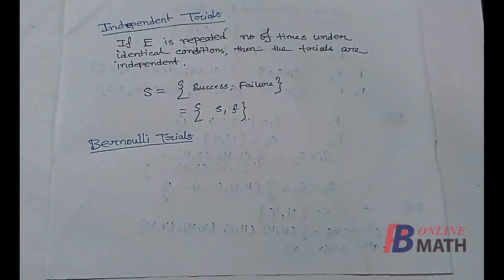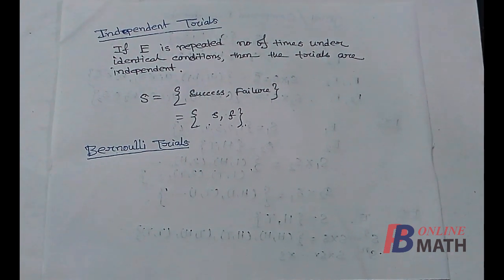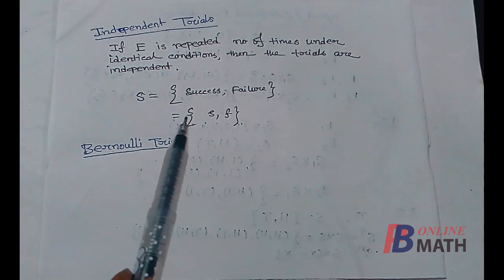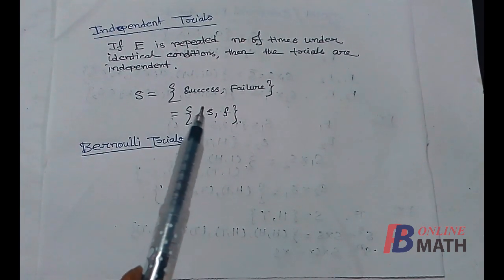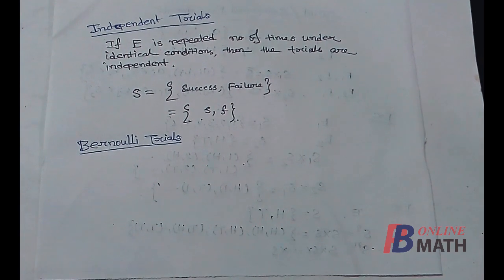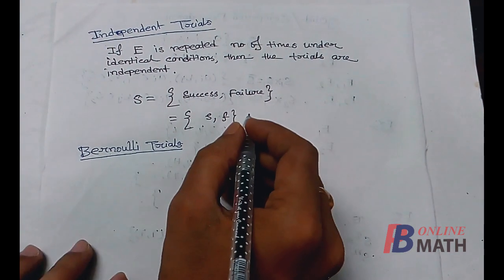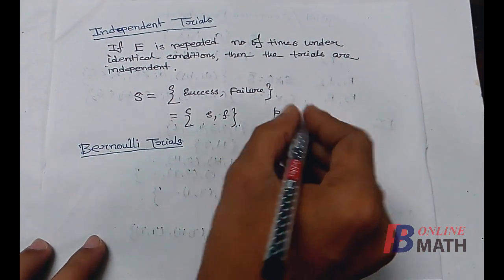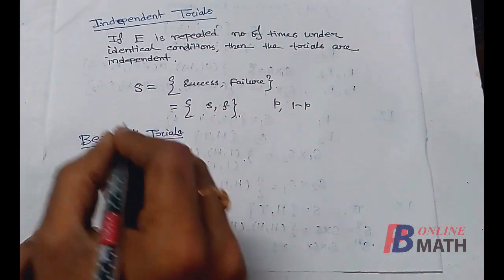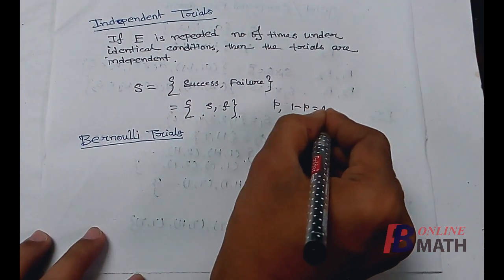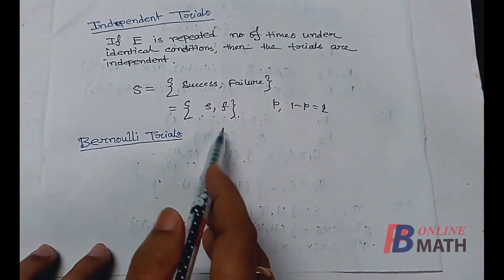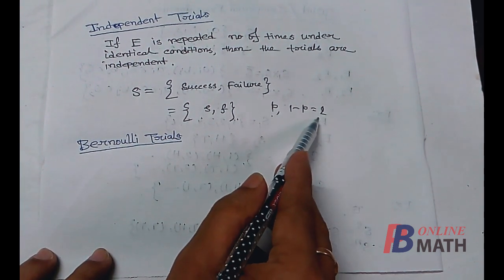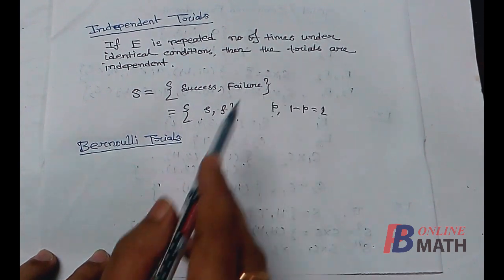Next definition is Bernoulli trials. Now one thing to note here, that we have assumed that there is a random experiment which has only two outcomes, success and failure. So if we define the probability of success as small p, then probability of failure must be 1 minus p, and sometimes this is denoted by q. So here we assume that the probability of success is small p and probability of failure is small q, such that p plus q equal to 1.